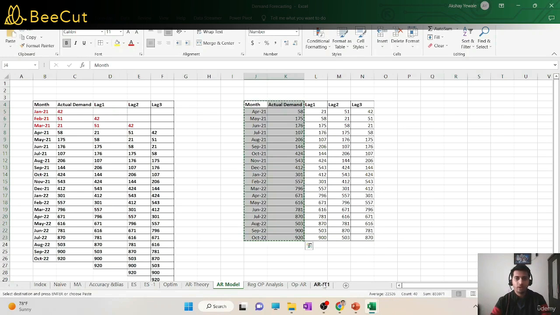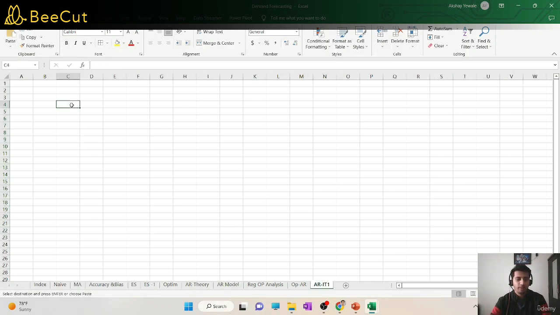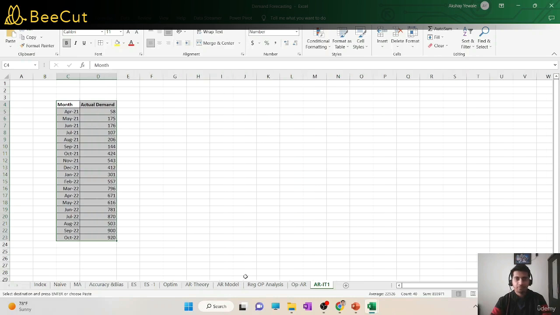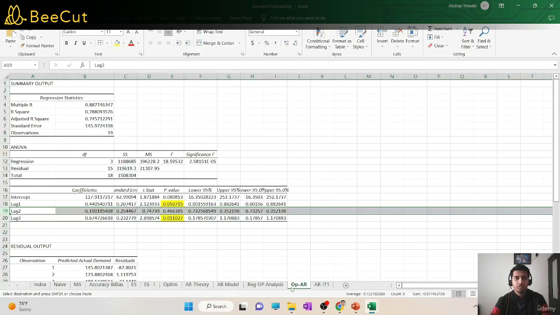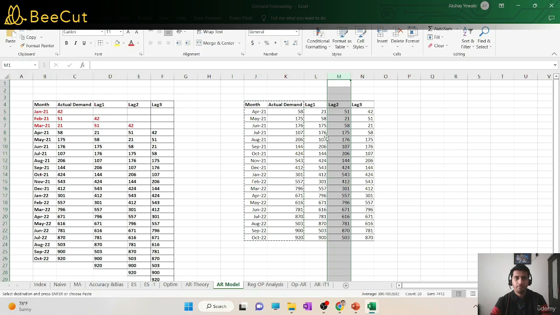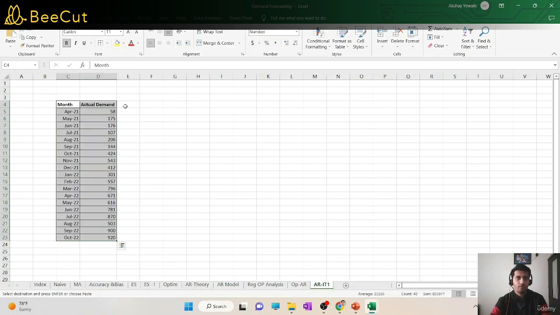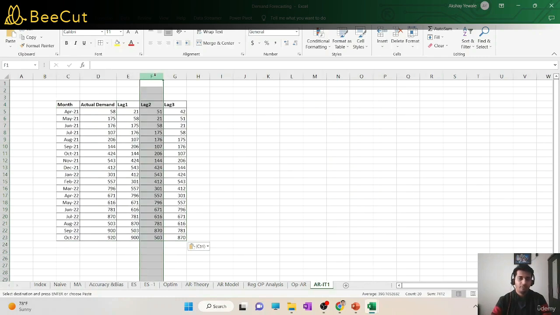We only need lag 1 and 3. So here we take this data, we won't be taking lag 2. I'll repeat why: because in the output we realized the p value has to be less than 0.05, and for lag 2 it is higher, so we'll be removing lag 2. So let us take it, paste it, and just remove it.